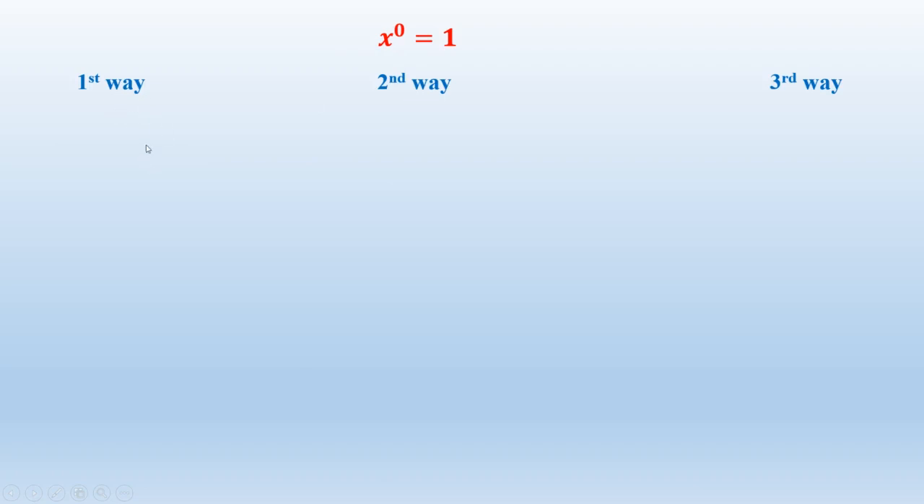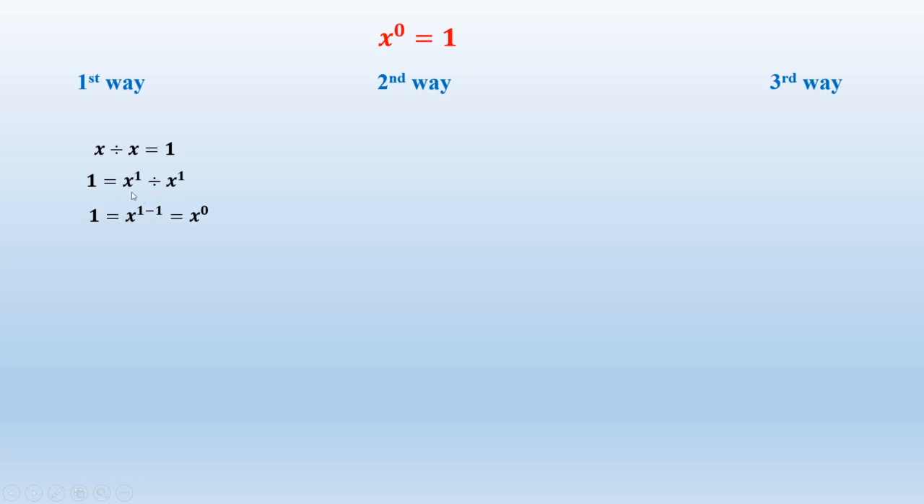The first method rather. So let's take x divided by x, and obviously dividing these two will give 1. Now this expression can also be written as 1 is equal to x to the power 1 divided by x to the power 1. So now we have the bases, we have the powers, and we have a division sign in between. So that means we can apply an exponential law.